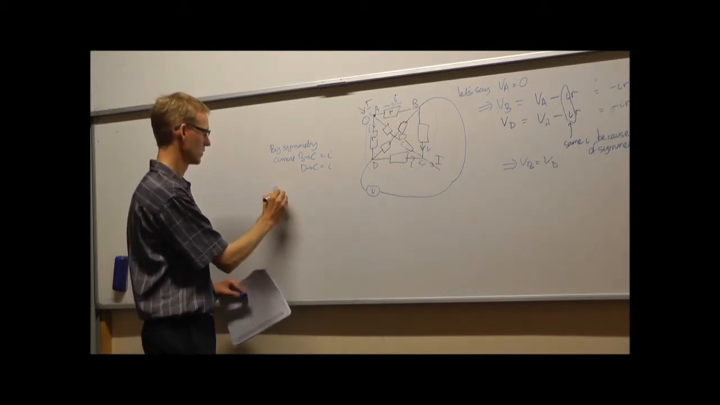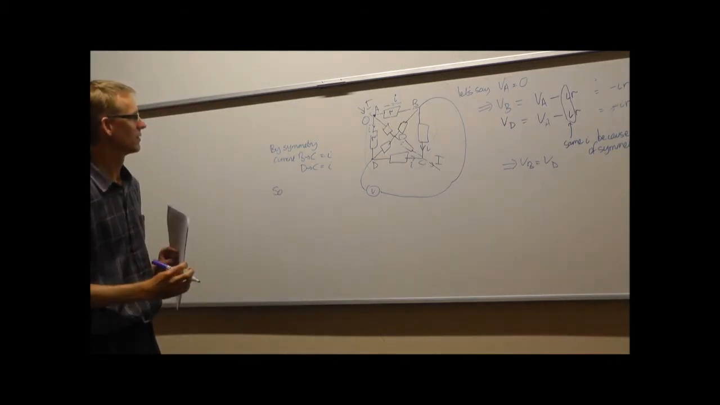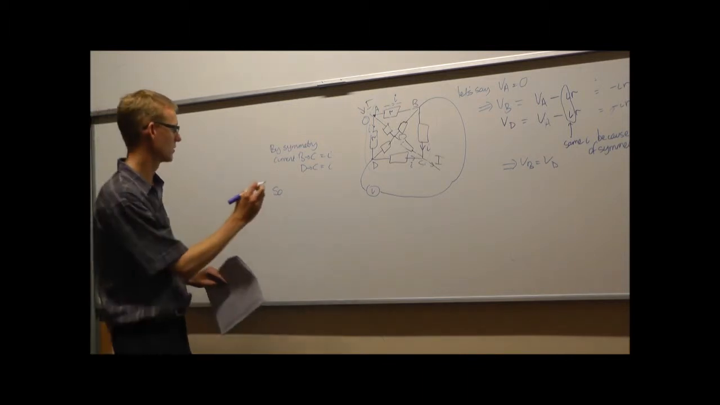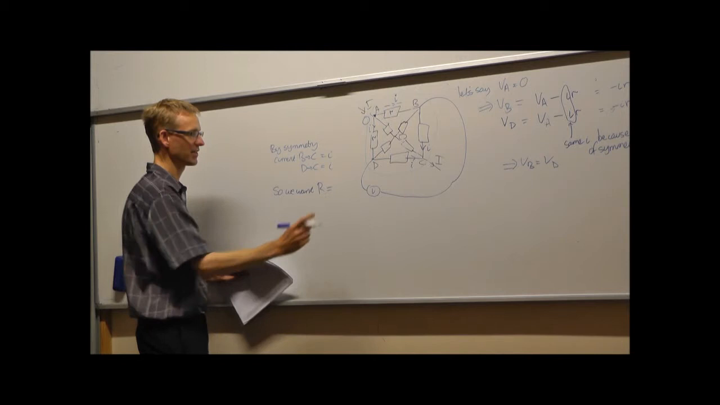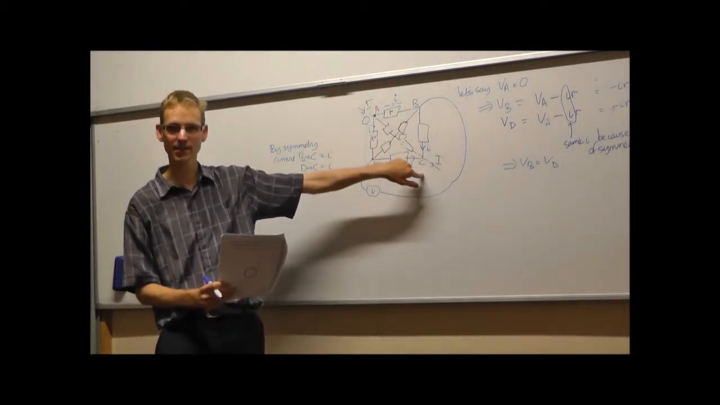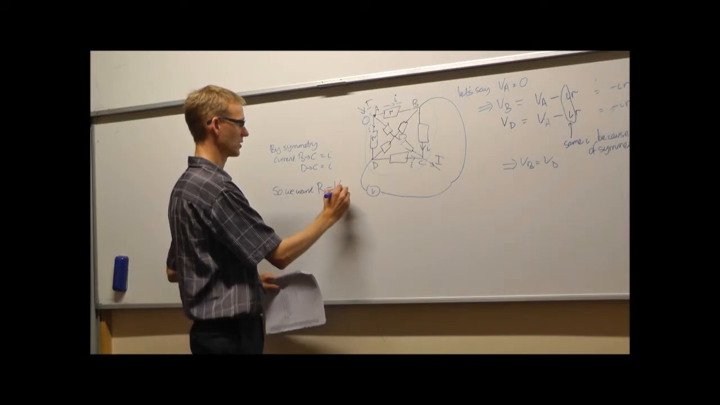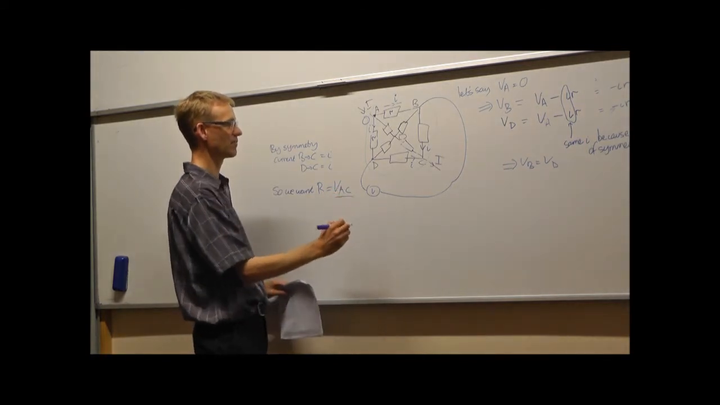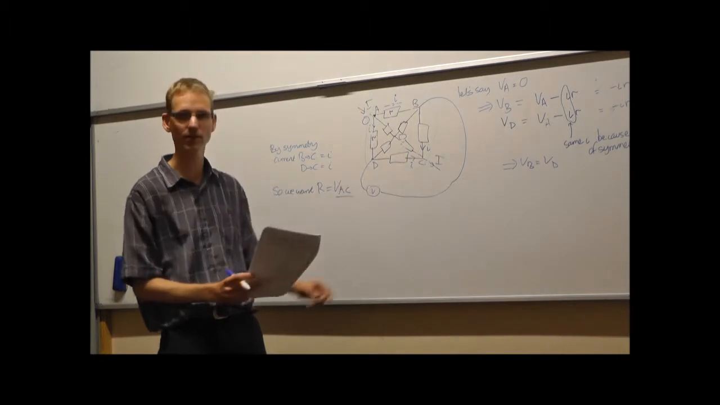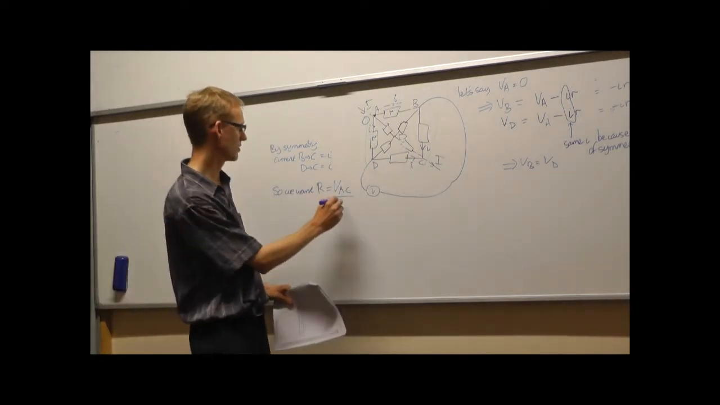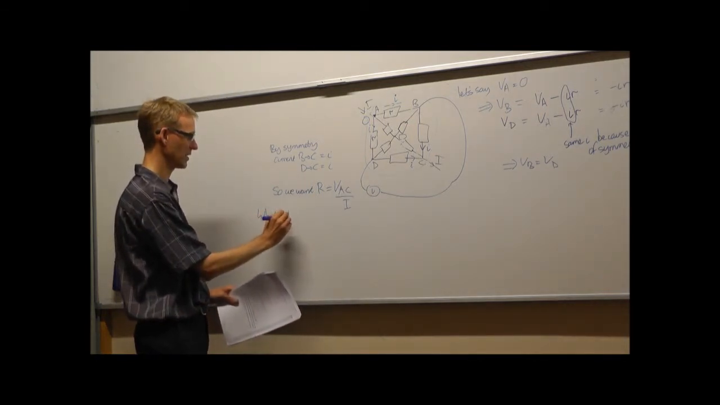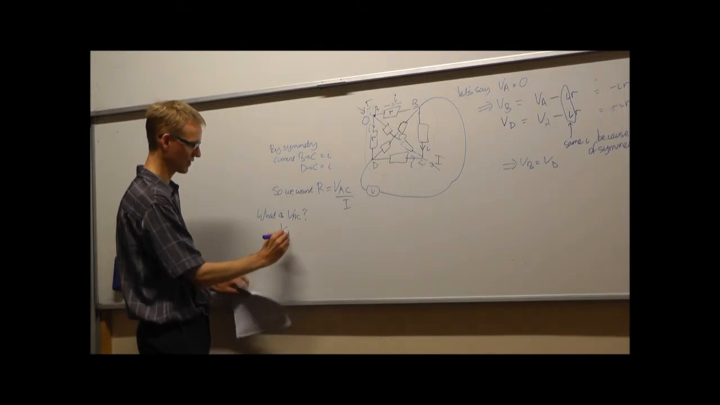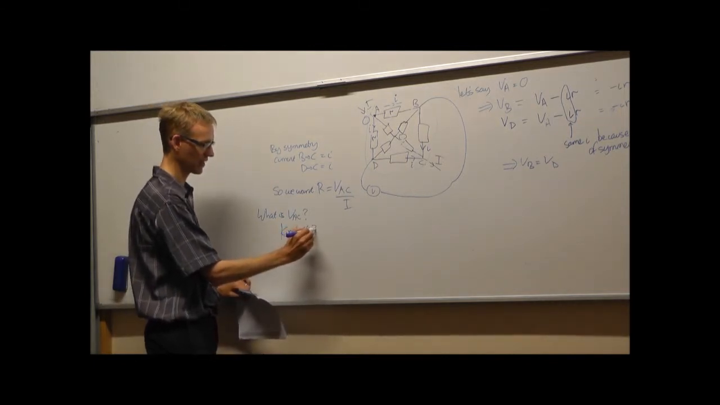So, what we want to know: our resistance is going to be our voltage between A and C, V_AC, divided by our current that flows between A and C, which is equal to I. So we use Kirchhoff's second law.